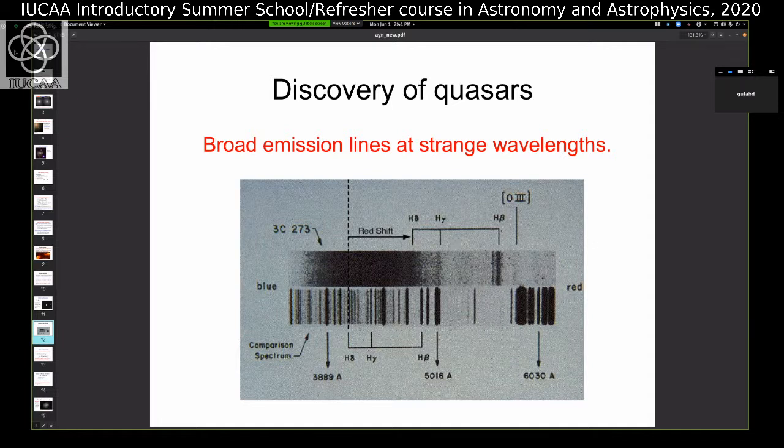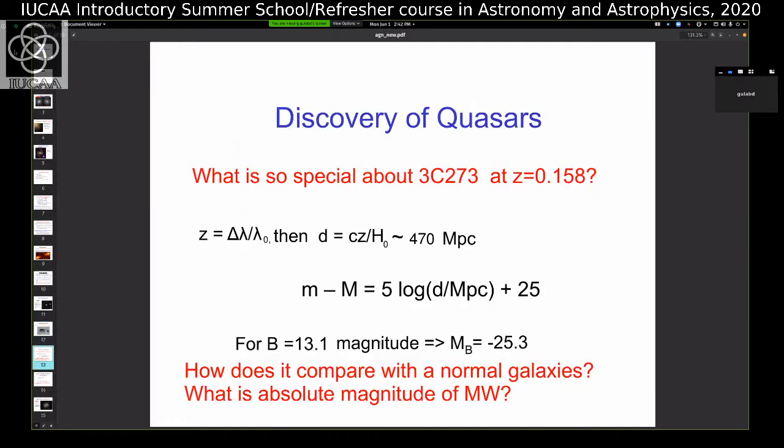But these lines were at different wavelengths, and people later on found that these lines are actually redshifted by a large amount. So this is the comparison spectrum from the laboratory, and you see the H delta line or H beta line shifted by a large amount compared to the line positions in the laboratory spectrum. And what is so special about this redshift? The redshift for 3C273 was calculated to be 0.158.